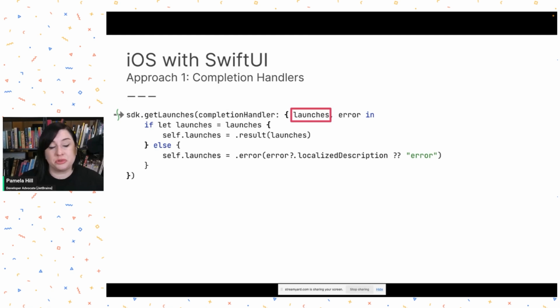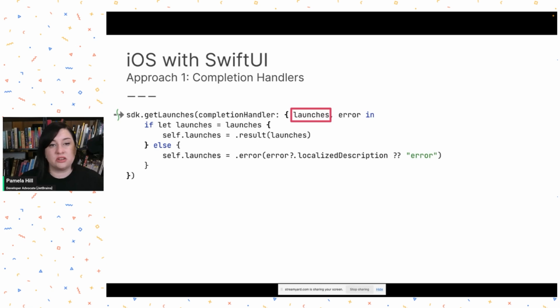Well, the first approach is the simplest approach, and that is to actually have a completion handler. So this is the way that it's going to work. You have sdk.getLaunches, and then you pass the completion handler into it. Now, maybe just to take a little step back, you see there's that self.launches variable. Now, that's a published variable, and it is going to be displayed on the screen. And it has three possible states. It will be loading, result, or error.